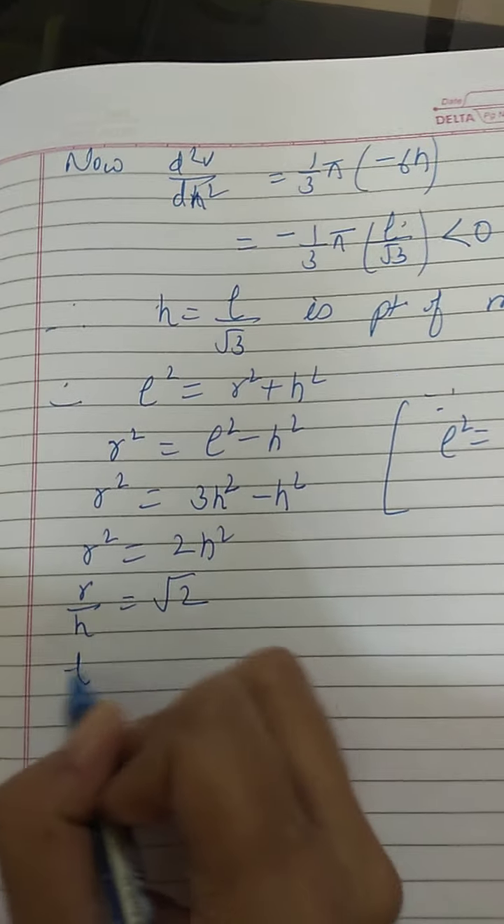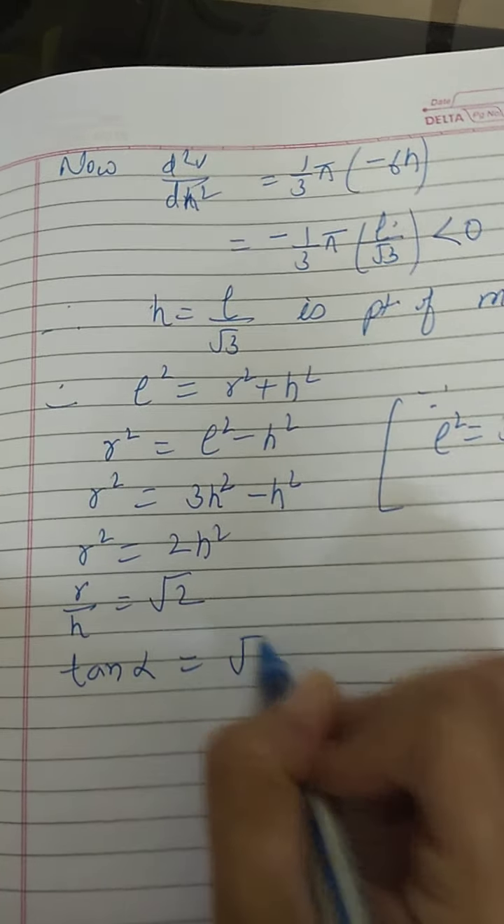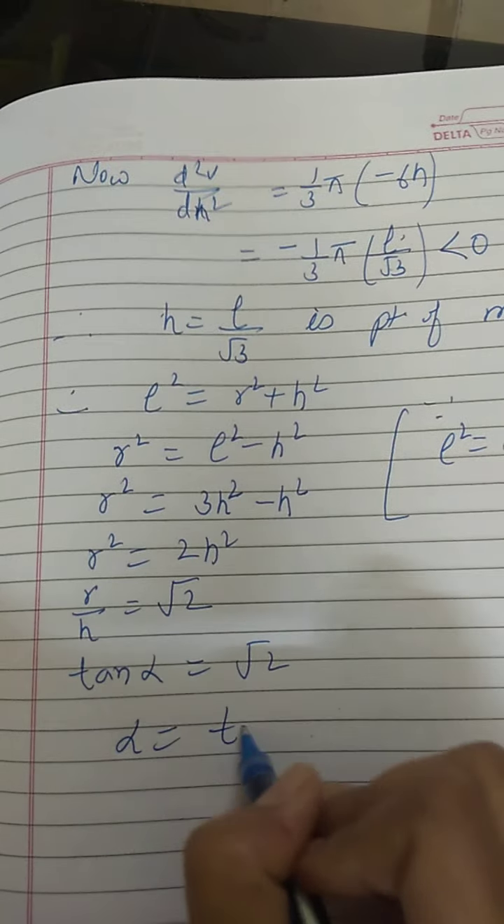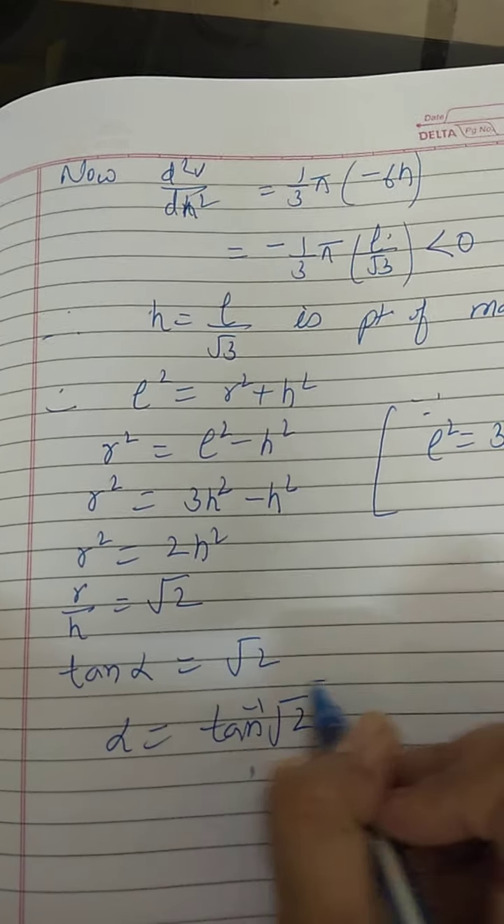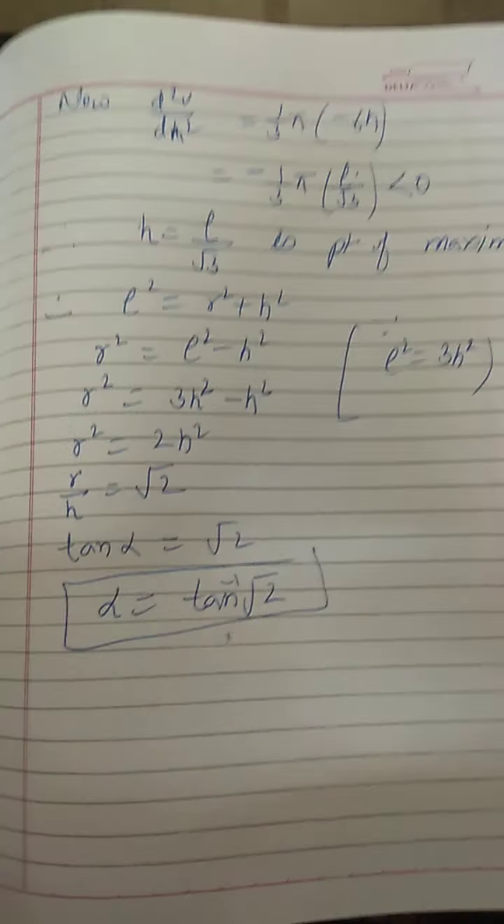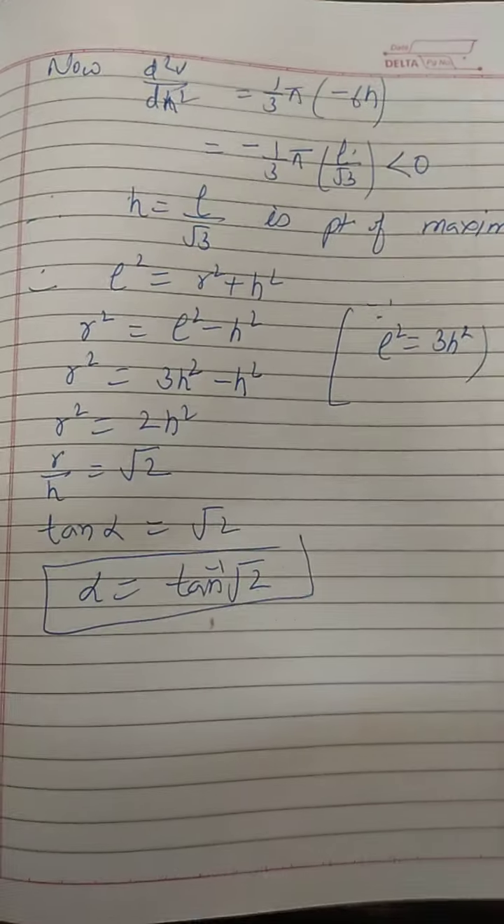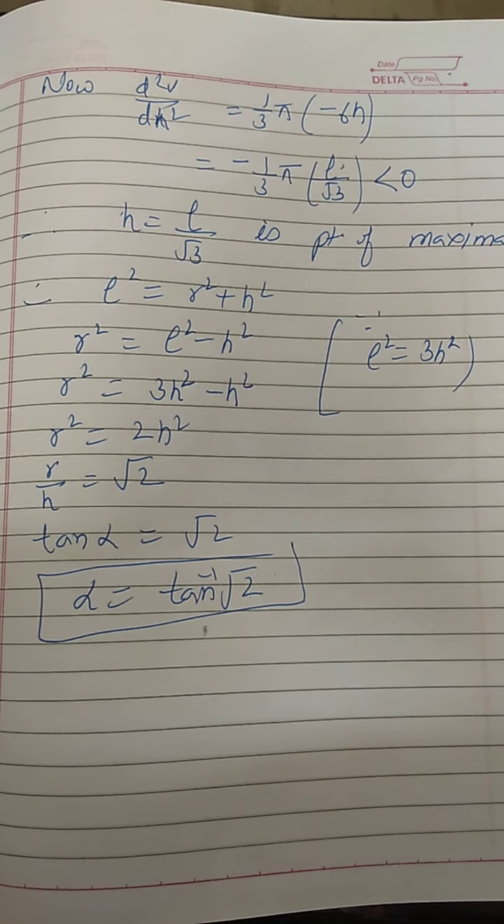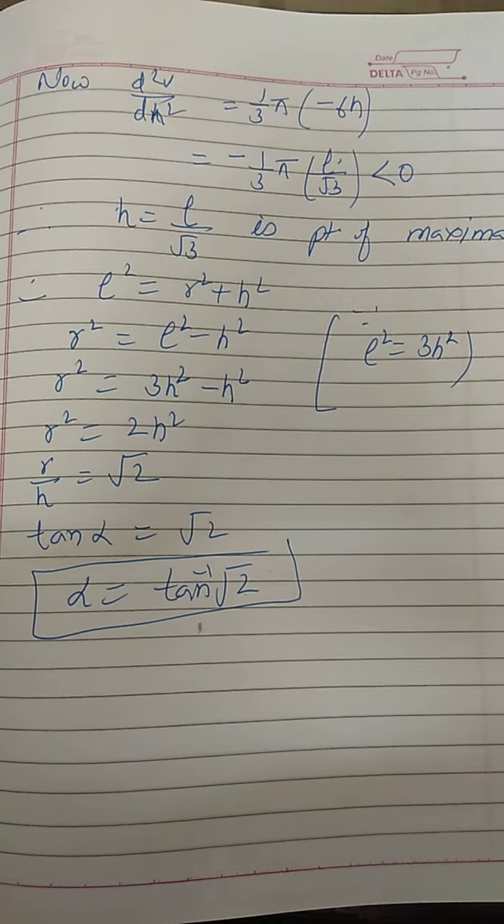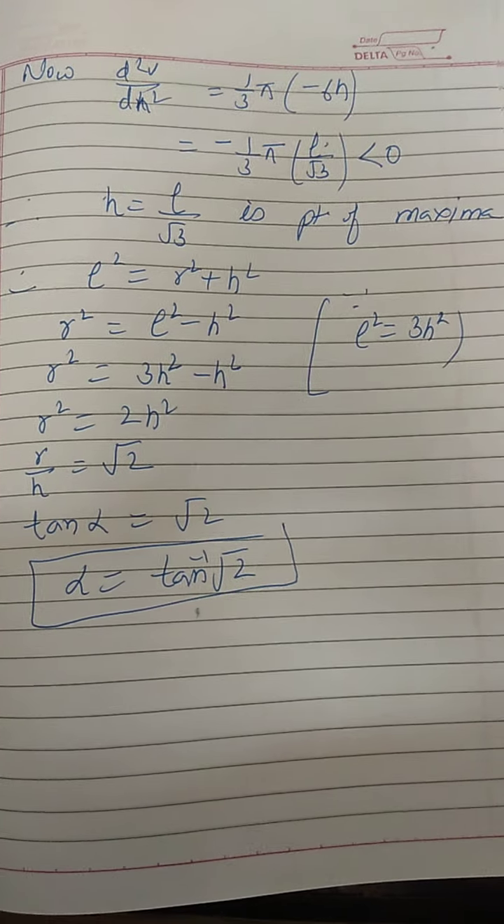And what is r upon h? It is tan alpha, root 2. So alpha will be equal to tan inverse root 2. Right? This is what we were supposed to prove, that the semi-vertical angle of this largest cone is tan inverse root 2 when the slant height is given.